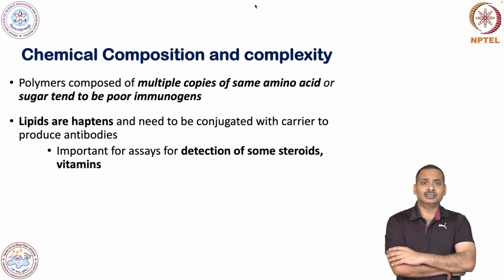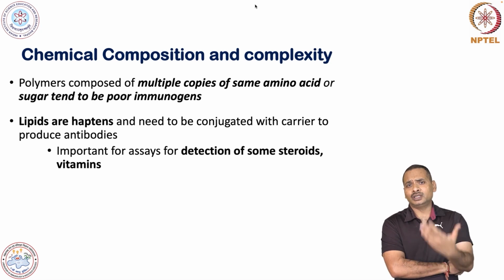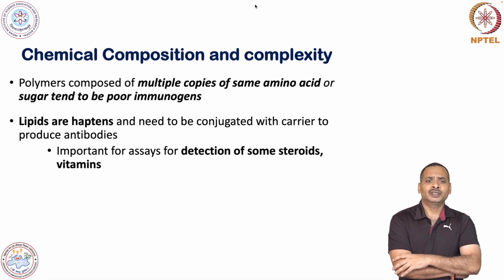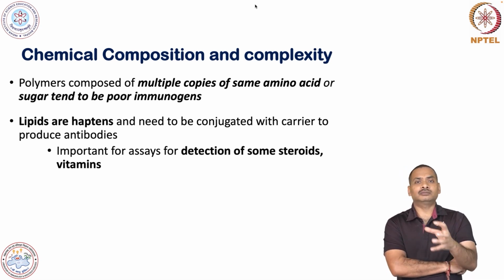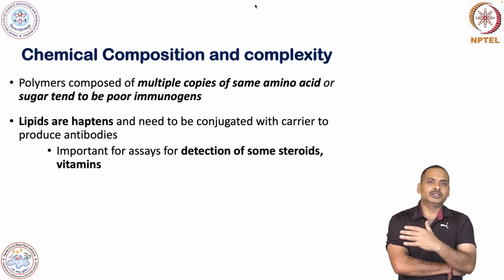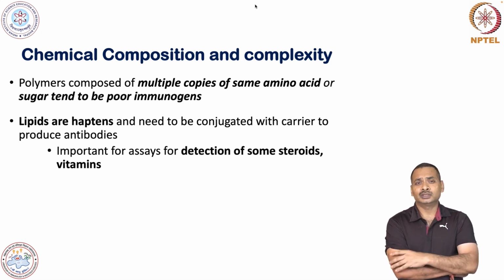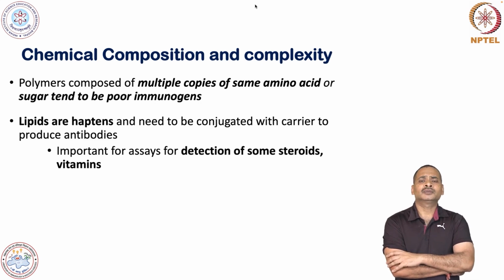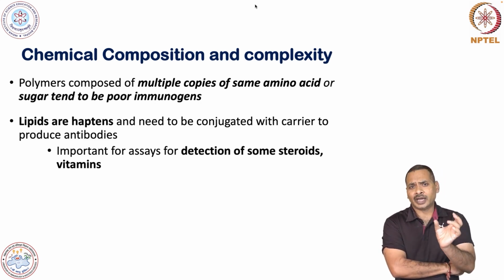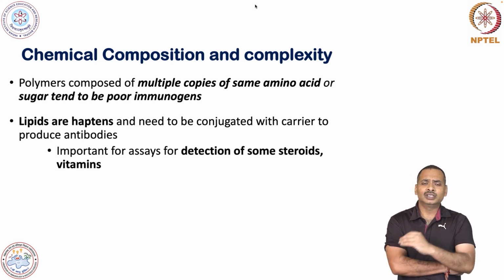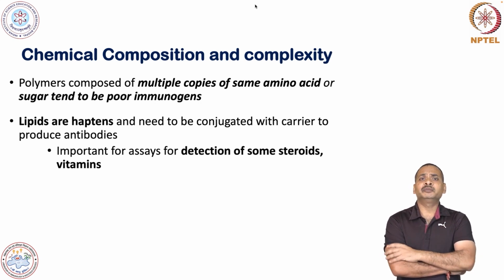Lipids, as I told you, do not have complexity, they do not have a molecular weight, that is why they are haptens. They need to be conjugated with some complex molecule. For example, people use BSA, people use KLH as you have seen in the previous slide. And after chemically joining these lipid molecules with the carrier molecule, they use it as an immunogen.